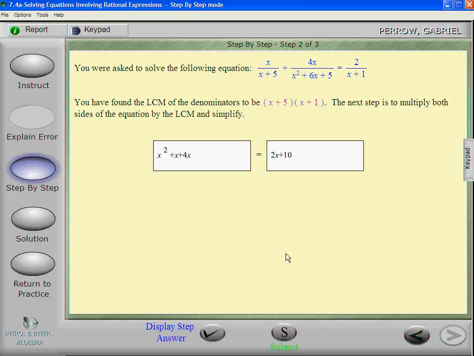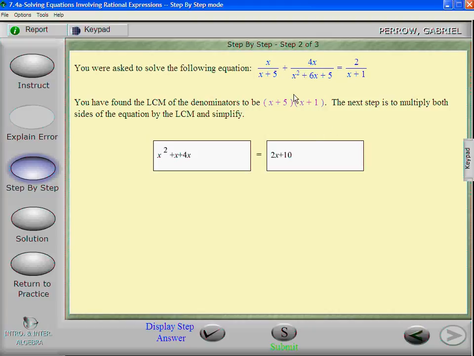Okay, I've typed a few things in here. If I multiply both sides by this lowest common denominator, when it swoops through into the first fraction, the x plus 5's will cancel. I'm going to end up with x squared plus x when I multiply what's left here, x plus 1 times x. When it swoops through with the second distribution, it's going to fully cancel the denominator because x squared plus 6x plus 5 is the same as this stuff. So all that's left is 4x right there.